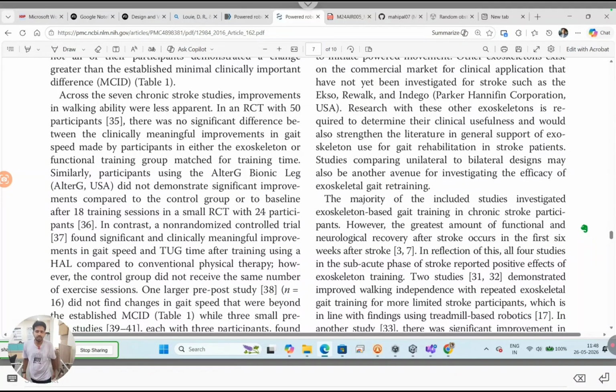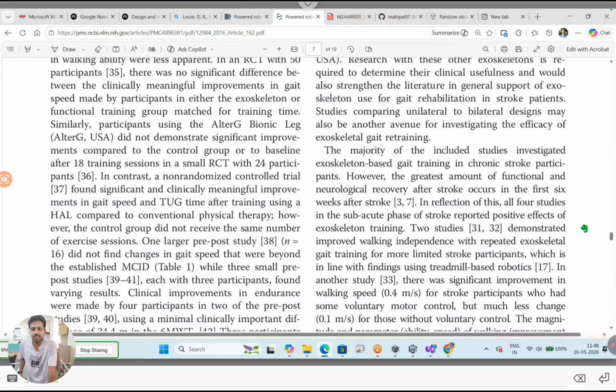Across the 7 chronic stroke studies, improvements in walking were less apparent. In an RCT with 50 participants, there was no significant difference between the clinically meaningful improvement in gait speed made by participants in either the exoskeleton or functional training group, matched for training time. Similarly, participants using the Ultra-Z bionic leg did not demonstrate significant improvements compared to the control group or to baseline after 18 training sessions in a small RCT with 24 participants.